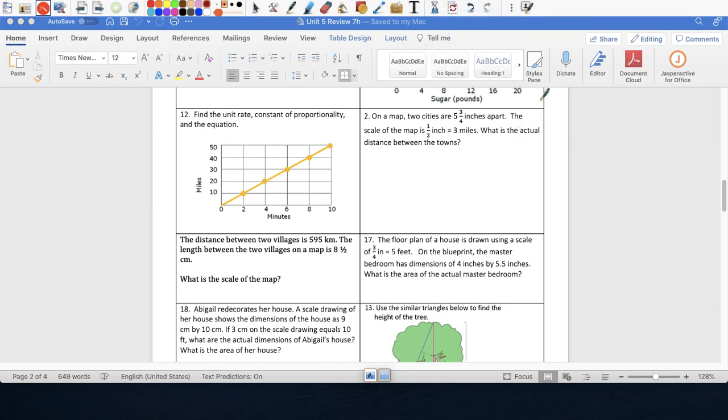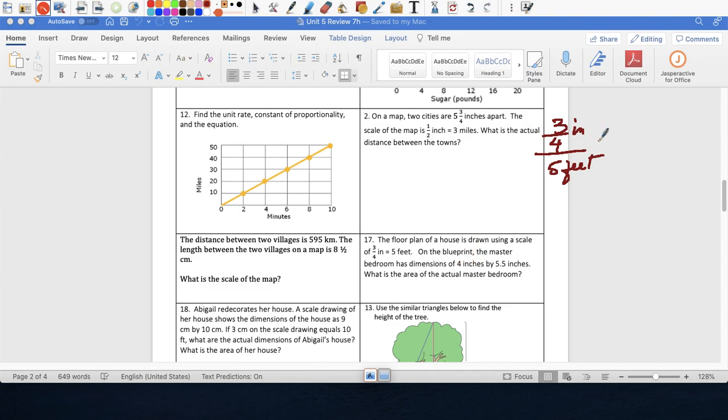A floor plan of a house is drawn using a scale of 3/4 of an inch equals 5 feet. So again, 3/4 of an inch is 5 feet on the scale of the map. On the blueprint, the master bedroom has dimensions of 4 inches by 5.5 inches. What is the actual area of the master bedroom?